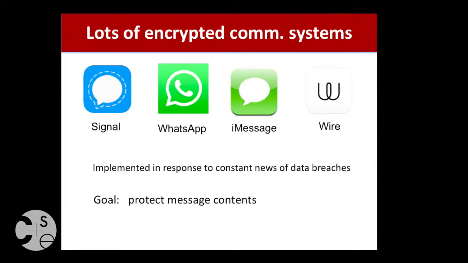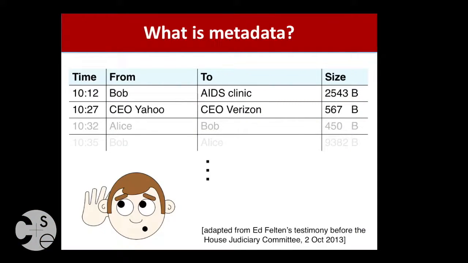But the point to remember is it protects messages. It does not protect your metadata. So who you're talking to is actually not protected. So what is metadata? What is this metadata that we're so worried about? Well, for example, if Bob calls the AIDS clinic, the metadata will say Bob called the AIDS clinic at this and that time, and they talked for this long, and here's the amount of traffic that was sent. So that might reveal something sensitive about Bob.